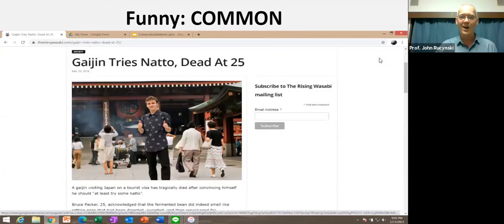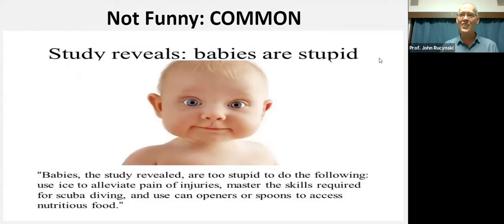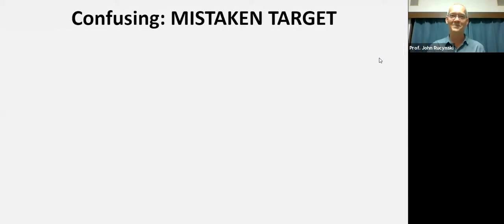So just to share, we've had a lot of fun with this. Always one of the funniest ones with my Japanese students is this one, Gaijin tries natto, dead at 25. They don't like this one. I think it's funny, but babies are stupid. It's maybe just a bit too cruel for Japanese humor. My learners always said, why? Babies are smart, babies are cute, okay? So dead foreigners is funny, stupid babies is not funny.